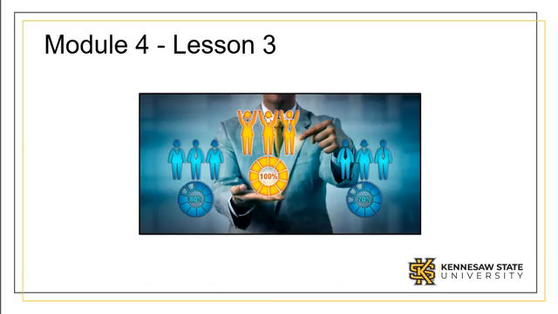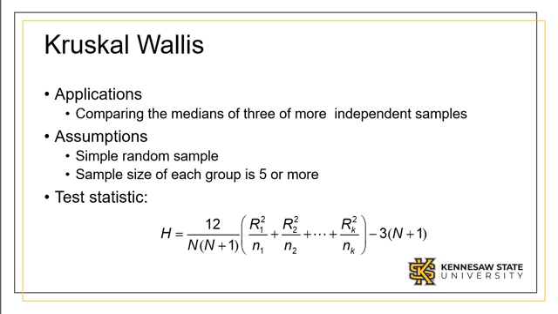Now let's look at a couple of non-parametric tests where the number of groups being compared is 3 or more. The Kruskal-Wallis test uses ranks of data from 3 or more independent simple random samples. Its parametric equivalent is the one-way ANOVA. The null statement is that the population medians are the same for 3 or more independent samples. The alternative statement is that the population medians are not all equal for 3 or more independent samples.